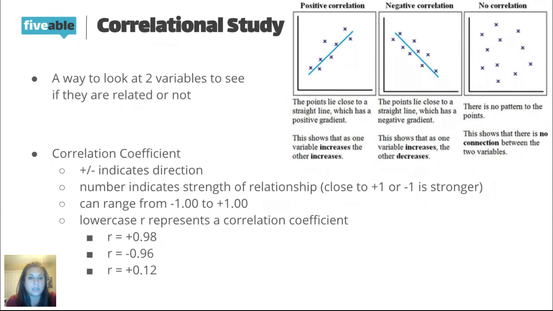If we had a plus 1.00, that would look exactly like that blue line in that first image. It would just be an exact perfect straight line. That means that they go up together at the same time.